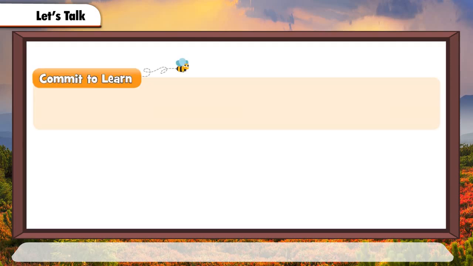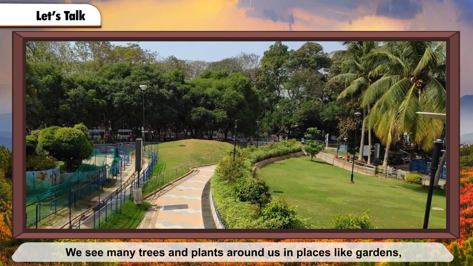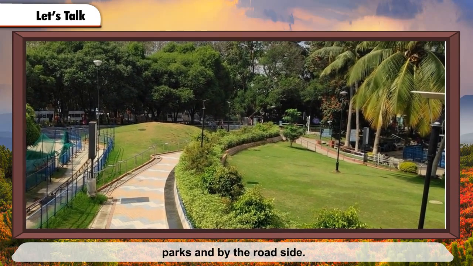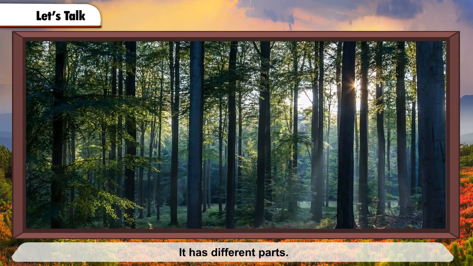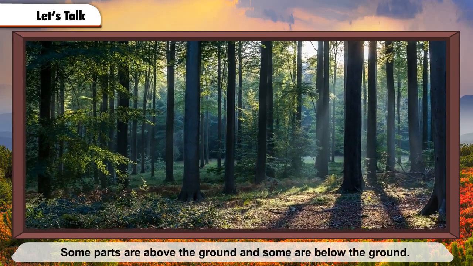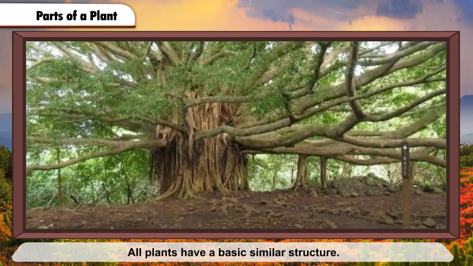Commit to learn. Parts of a plant. Root system. Shoot system. Taking care of trees. We see many trees and plants around us in places like gardens, parks and by the roadside. A plant is a living thing. It has different parts. Some parts are above the ground and some are below the ground. Parts of a plant. All plants have a basic similar structure.